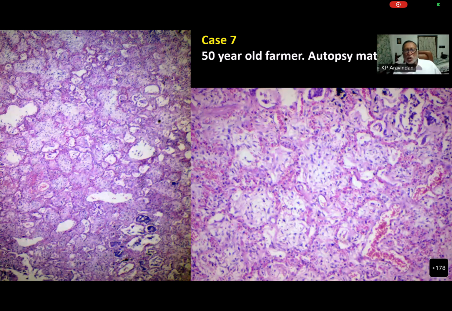Okay. Lamia? Yes, sir. So, in this image, I can see the sections from lung show inflammatory cells, and there is diffuse alveolar damage.